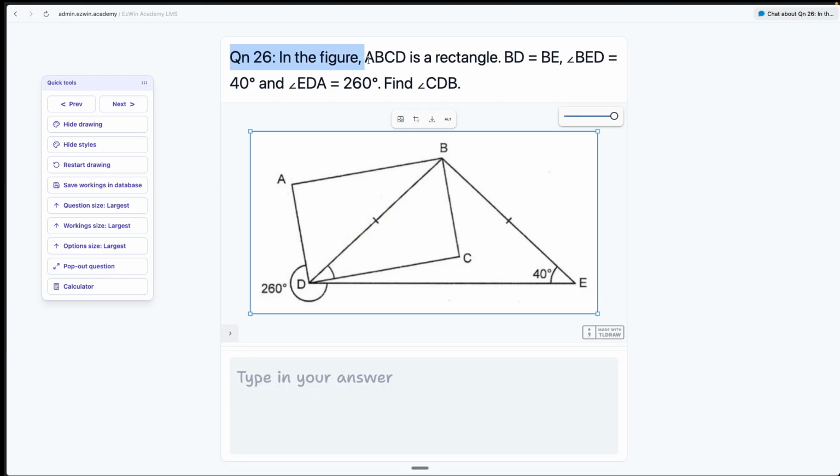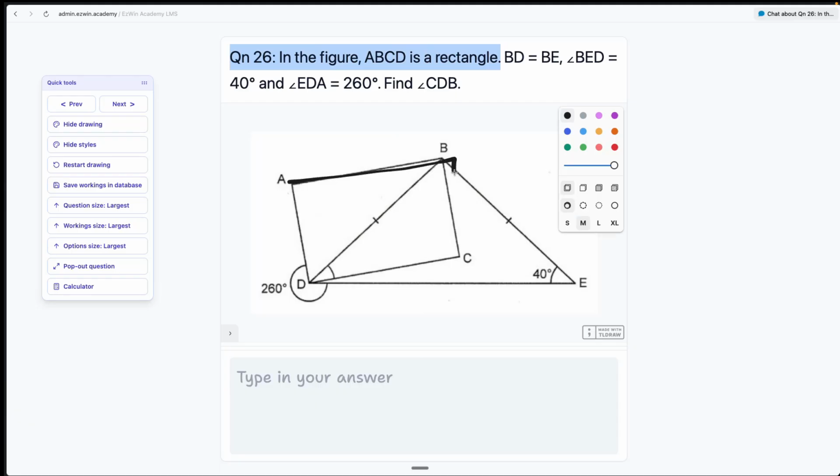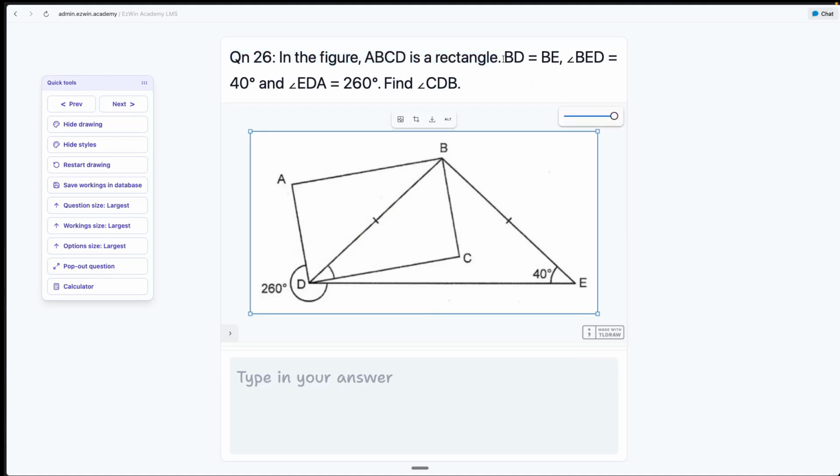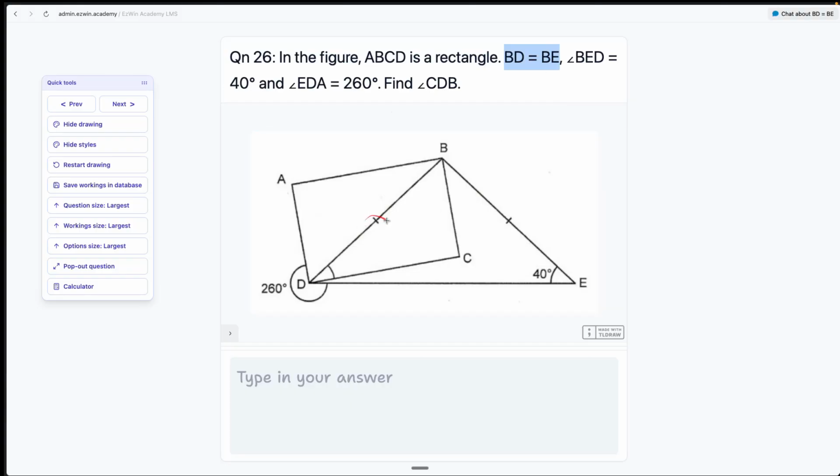Question 26. In the figure, ABCD is a triangle. Sorry, ABCD is a rectangle, not triangle. Okay. All right. So we know BD is equal to BE. Okay. So they have put here, BD is equal to BE. And then angle BED is equal to 40 degrees, right? So BED is 40 degrees. And angle EDA is 260 degrees. Find CDB. So CDB. That's what you see over here.